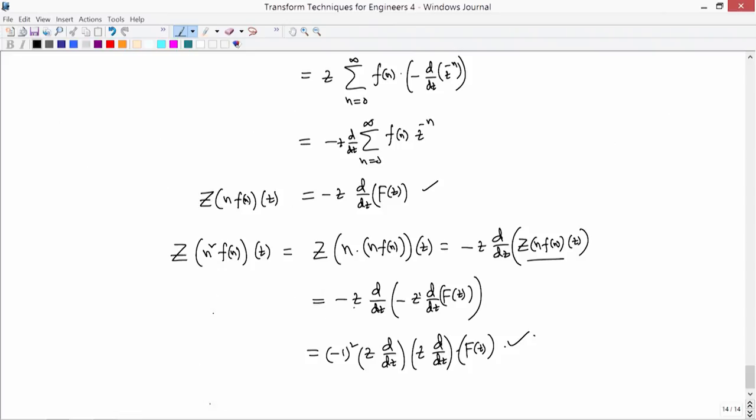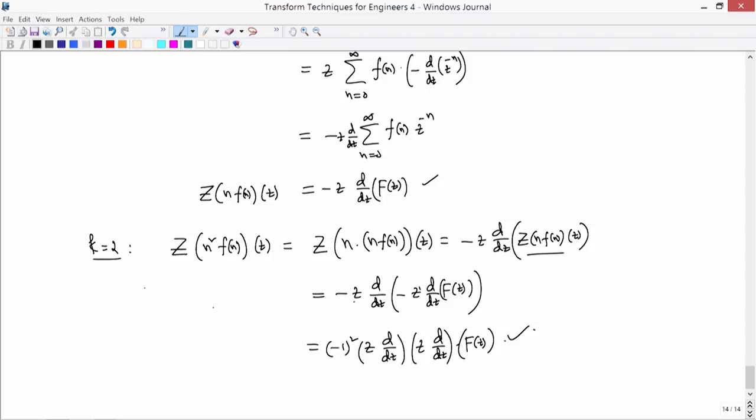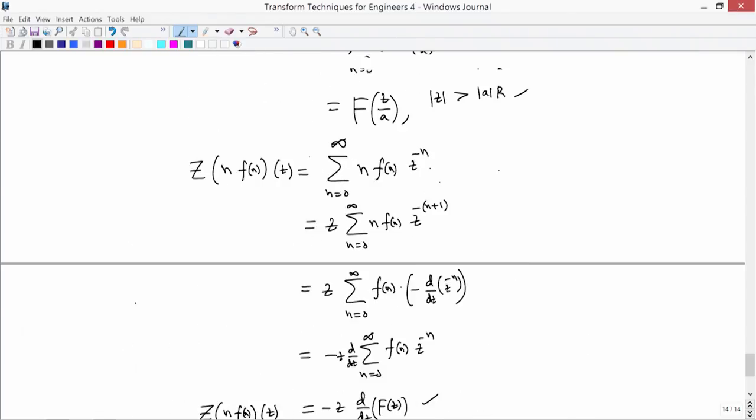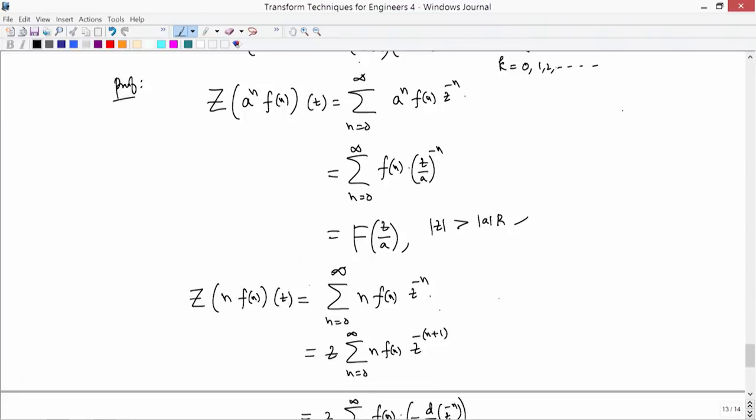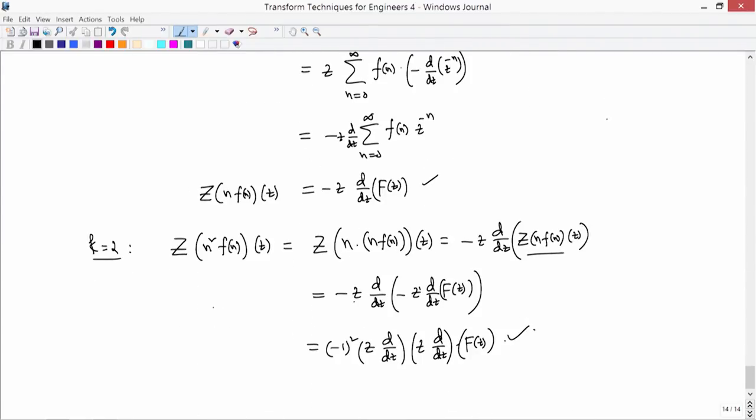So for k equal to 2, this is true. You can recursively prove that this is true for any n equal to k. You can show this is trivial by an induction argument. You can show that this is true for every k, where k runs over 0, 1, 2, 3 onwards. So this is the one property that we have.